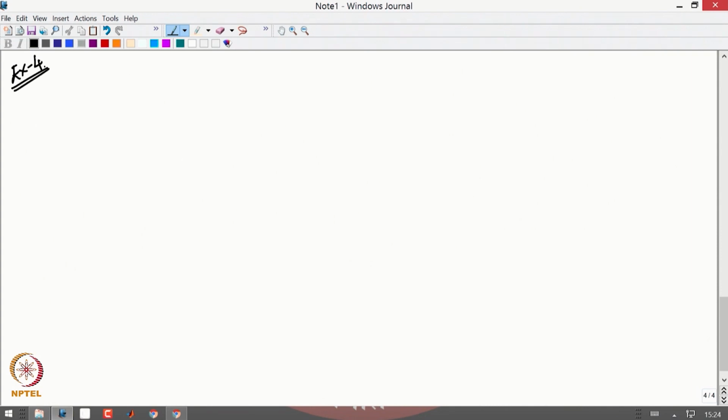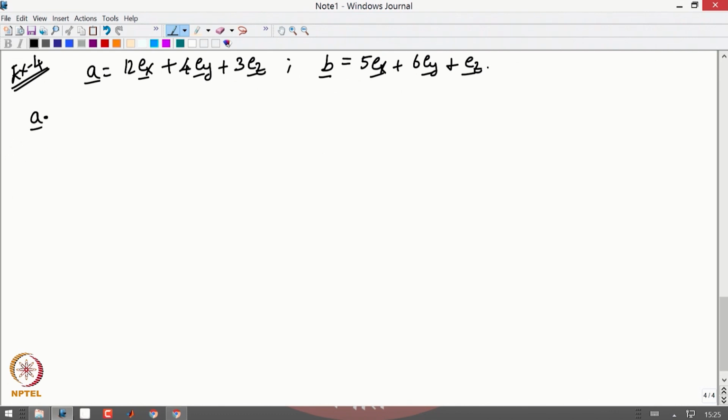example 4. Now, let us say I have two vectors, A given by 12 Ex plus 4 Ey plus 3 Ez and vector B given by 5 Ex plus 6 Ey plus Ez. Now, I am interested in finding A dot B, the dot product of A and B. How do you find this?